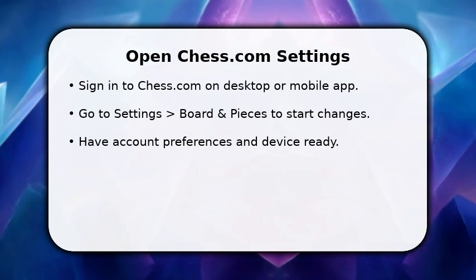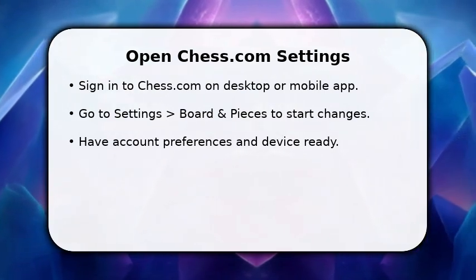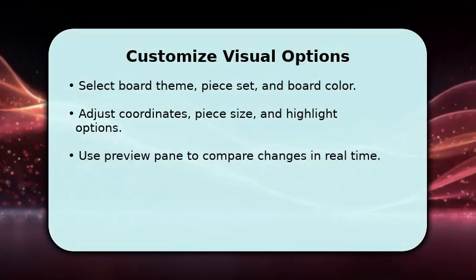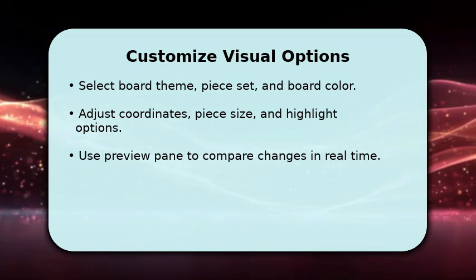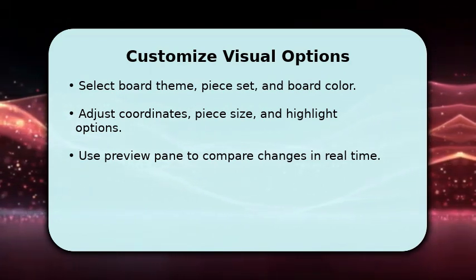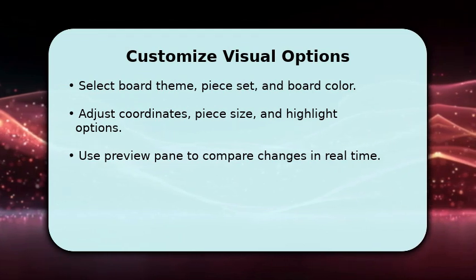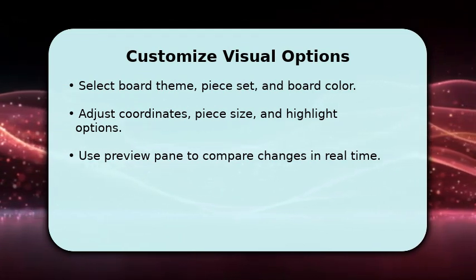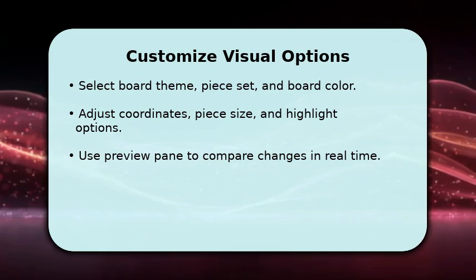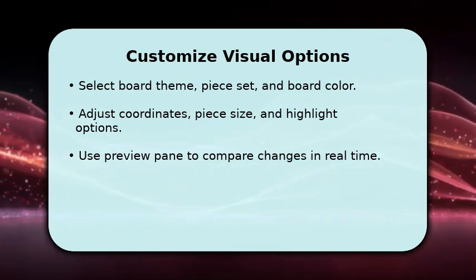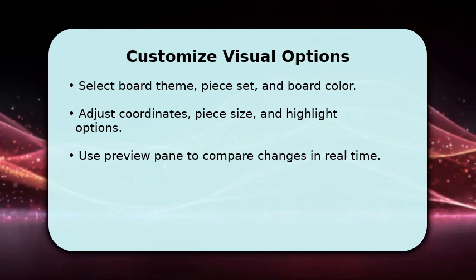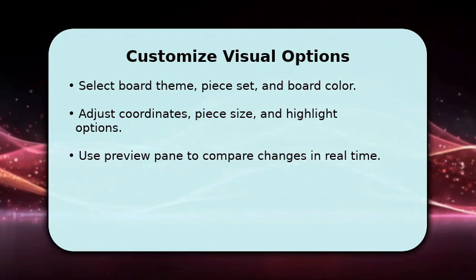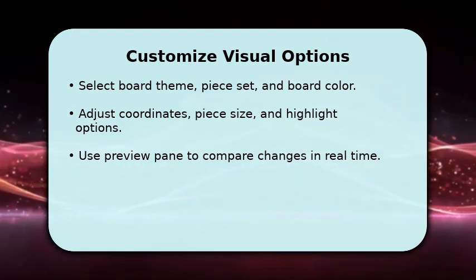Now customize the visual options. Pick a board theme and a matching piece set because contrast matters for clarity. Once chosen, adjust coordinates and piece size if you need bigger pieces or cleaner margins. Turn on or off move highlights and legal move indicators to suit your playstyle. Use the preview pane to test different combinations. If something feels busy, reduce colors or switch to a minimalist set to improve focus and readability.